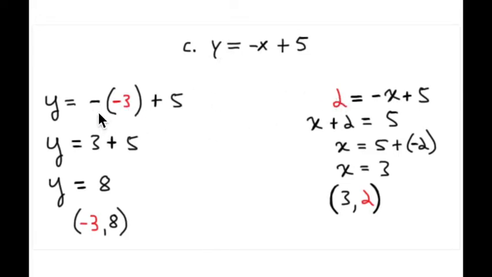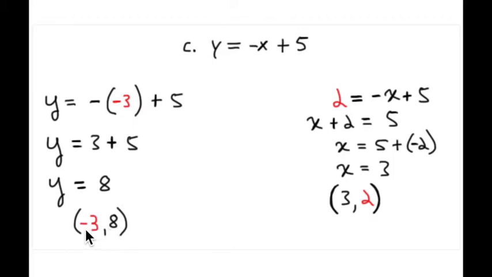So now notice you have to be careful. X is replaced with -3. So this is going to be the opposite of the opposite of 3. So the opposite of 3 is -3, and what's the opposite of a -3? That is a +3. So that's why this is +3 down here. So once again, this is the opposite of a -3. What's the opposite of -3? It's a +3. So y is equal to 3 plus 5. Y is equal to 8.